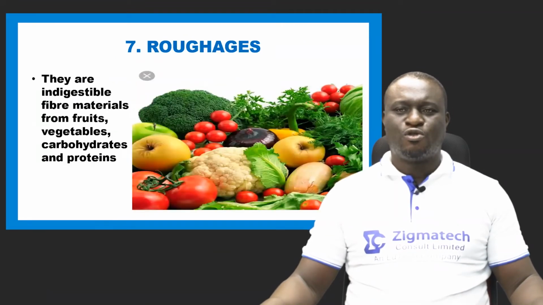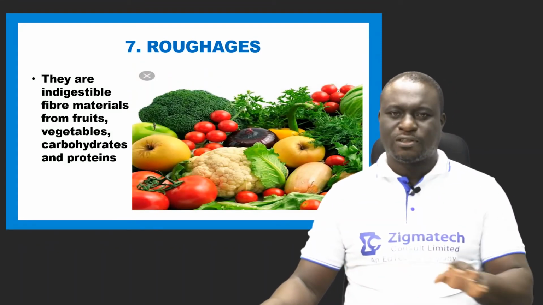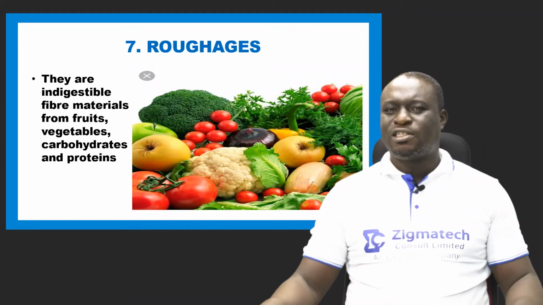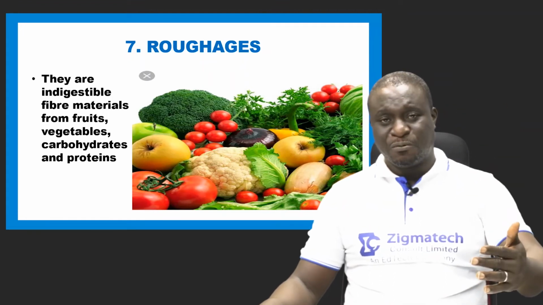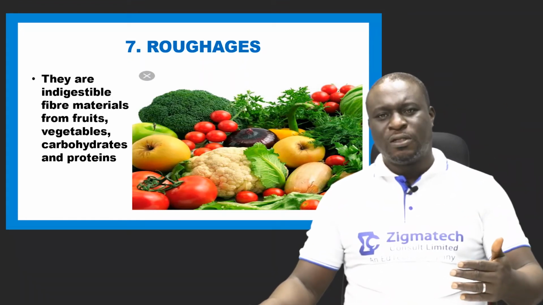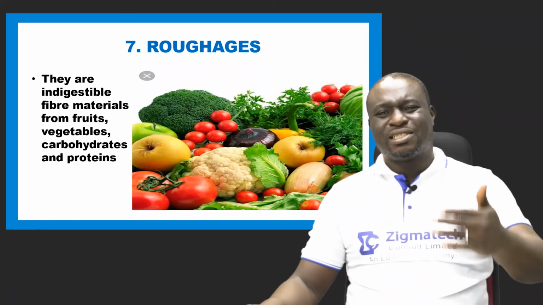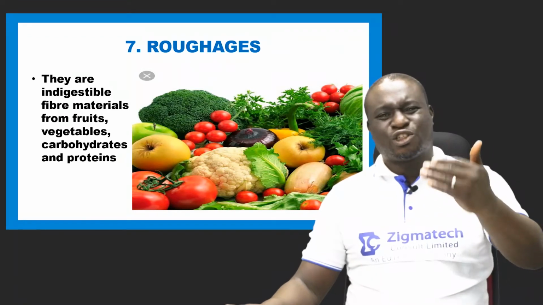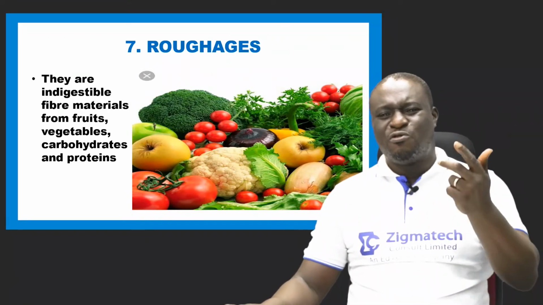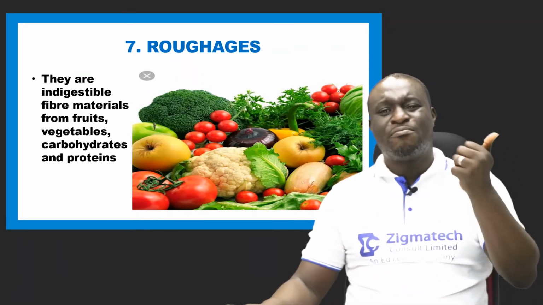Final class of food is the roughages. Now, roughages is also a class of food, but in this class of food, it consists of indigestible fiber materials, which come mostly from fruits, vegetables, carbohydrates, and proteins.